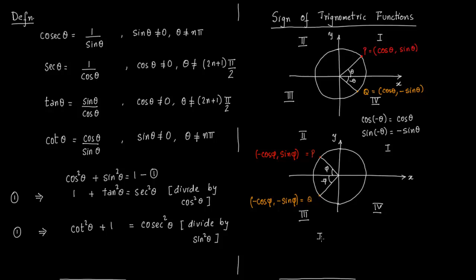Now I have said a lot of things and now we will just collect them together. In quadrant 1, sine theta and cosine theta are both positive, as you can see. In quadrant 2, sine is positive and cosine is negative. You can see it here: sine is positive, cosine is negative. In the third quadrant, you see both cosine and sine are negative. In the fourth quadrant, now we go back to the first figure, cosine is positive but sine is negative, and that's what we have just summarized.